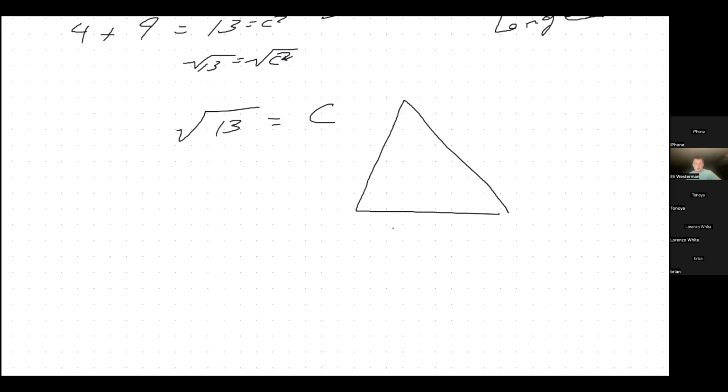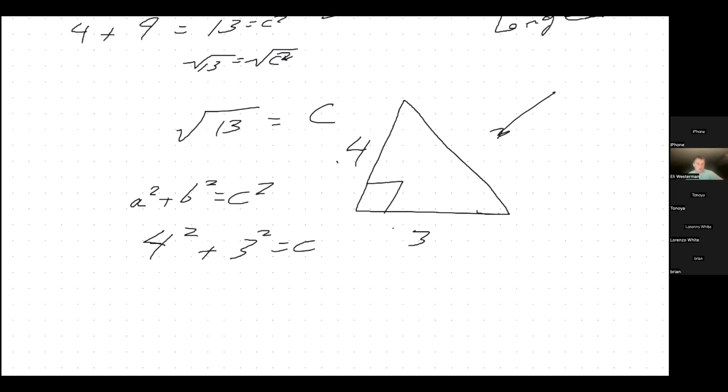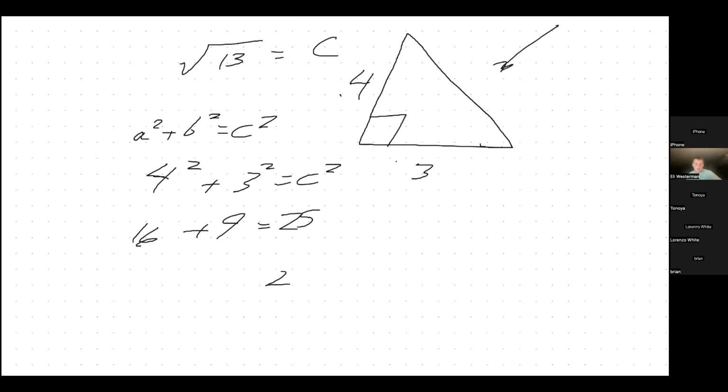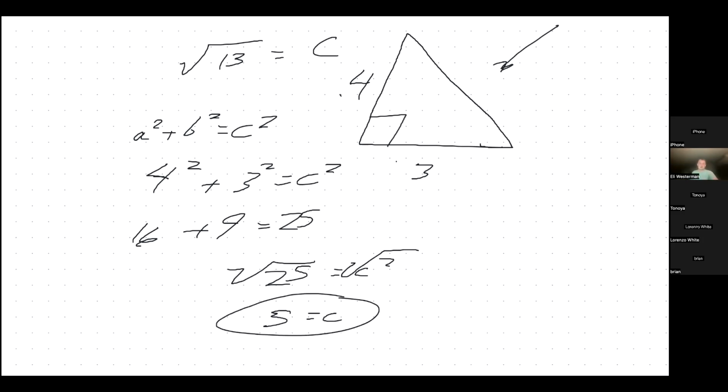It's going to have sides that look like this. One of them is going to be 4. One of them is going to be 3. Let's find the missing side. So the theorem is A squared plus B squared equals C squared. So 4 squared plus 3 squared equals C squared. 4 squared is 16. 3 squared is 9. That equals 25. So 25 equals C squared. Now we can take the square root of each of these. We get 5 equals C. So 5 is the missing side.